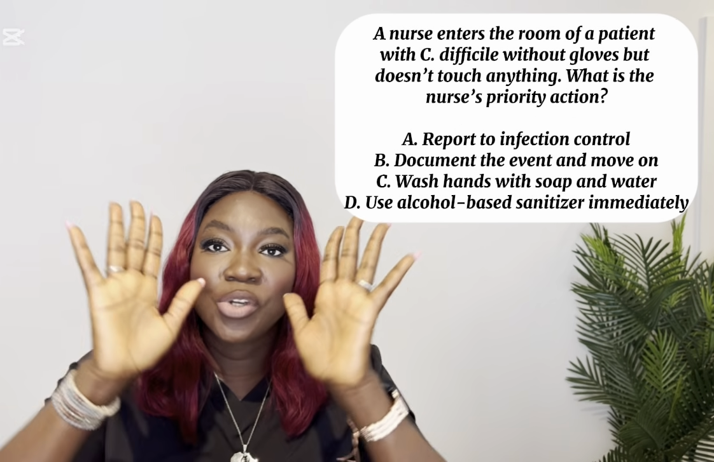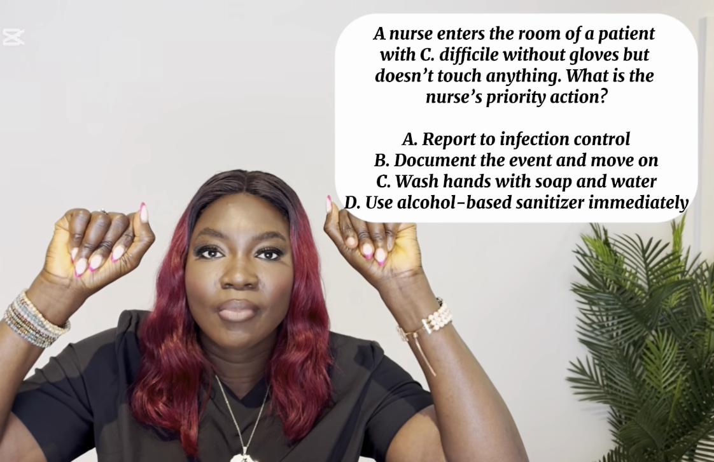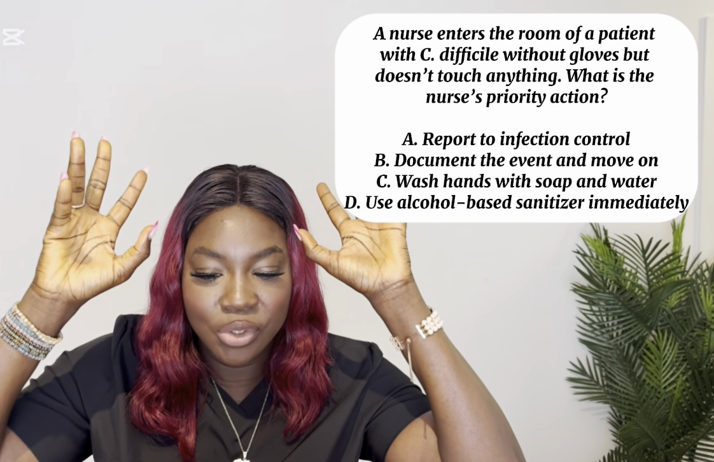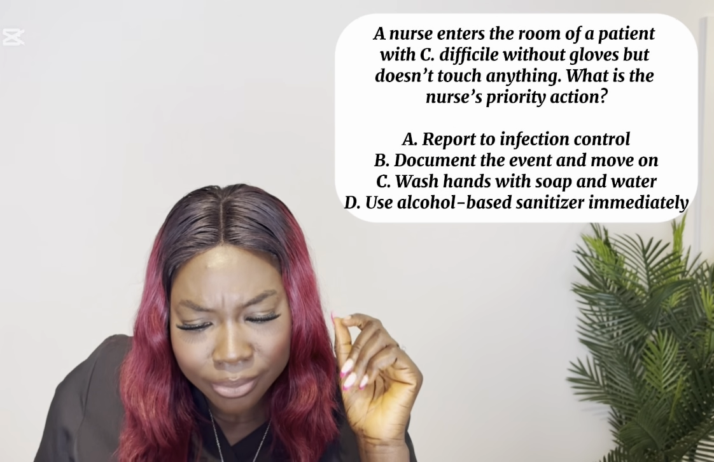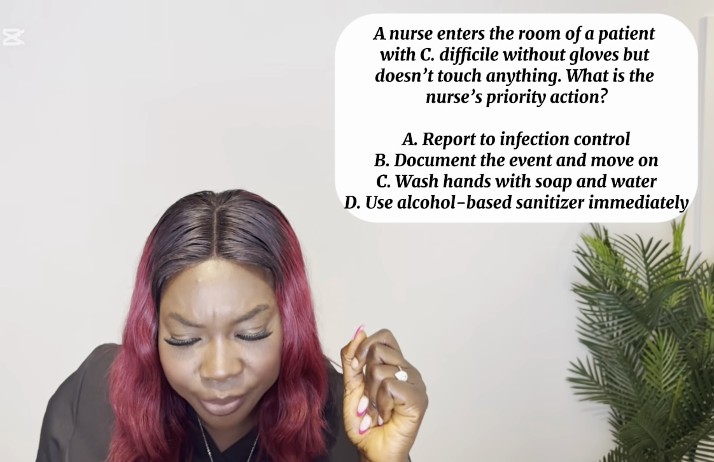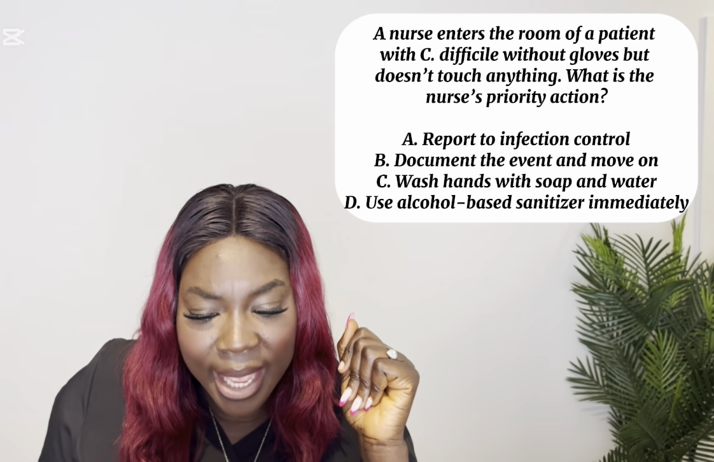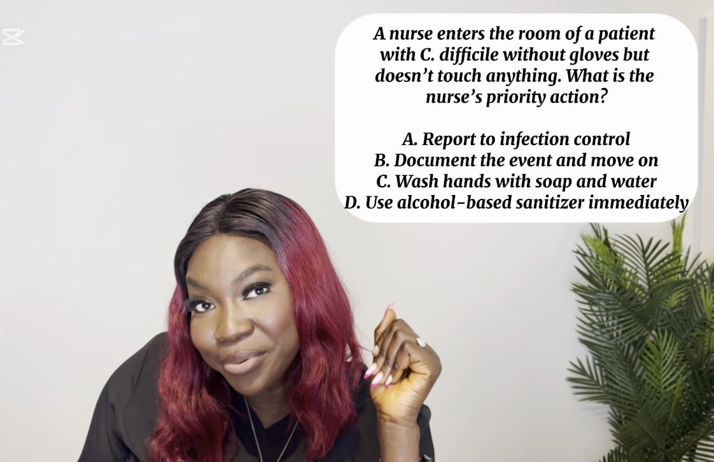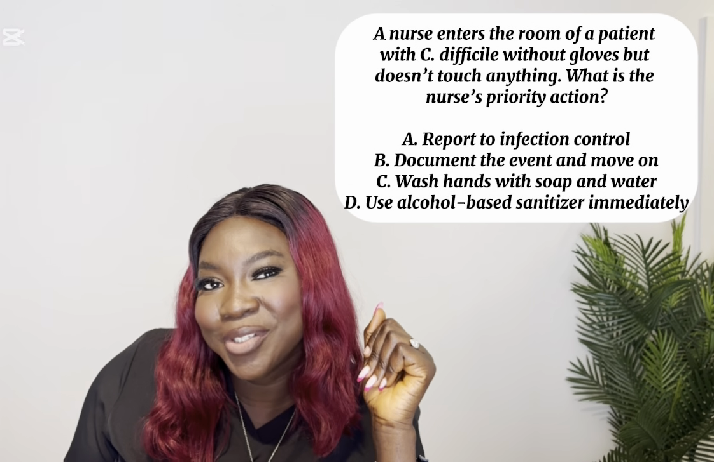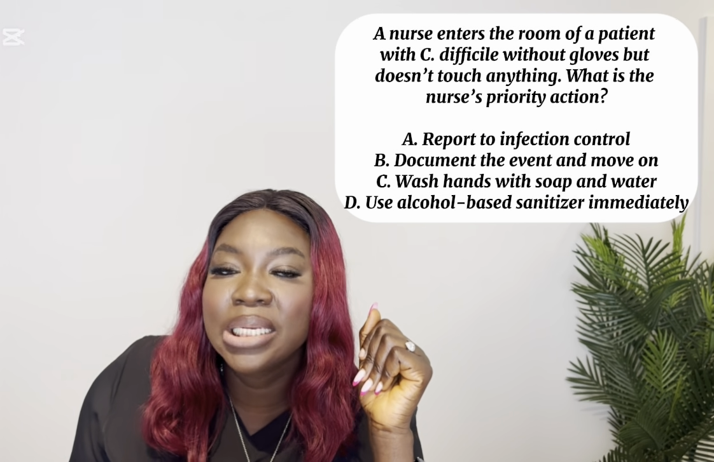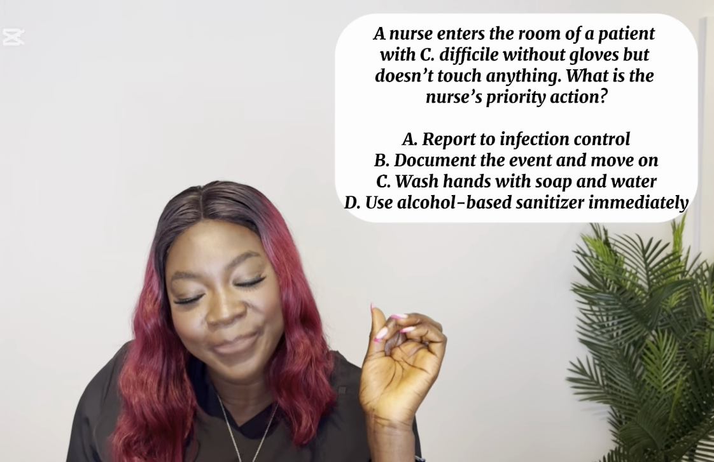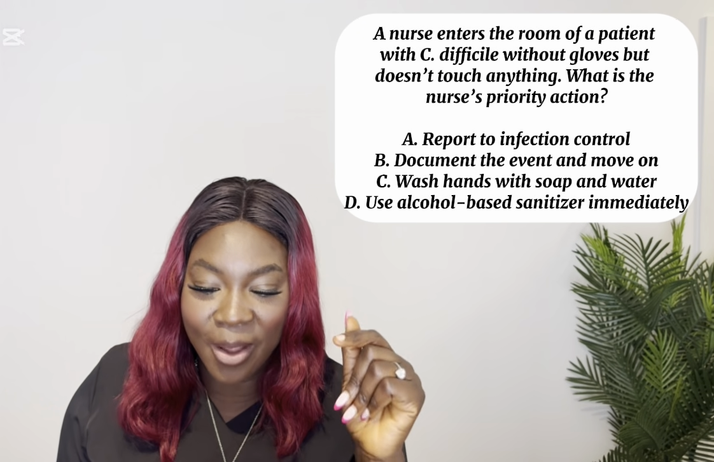The immediate priority is to wash your hands, to reduce any possibility of spreading that infection. Wash your hands. Okay, now B, document the event and move on. That's not the first action. And D, use alcohol-based sanitizer immediately. Let me bust your bubble. Alcohol-based sanitizer doesn't kill C. diff. Proper hand washing does. Okay, and that's why those answers are wrong. Our right answer is wash your hands with soap and water.